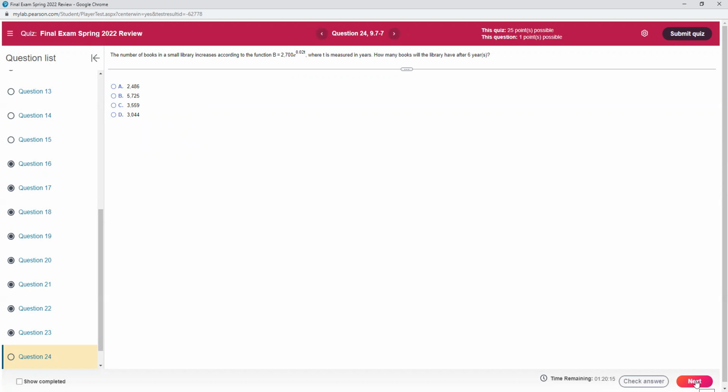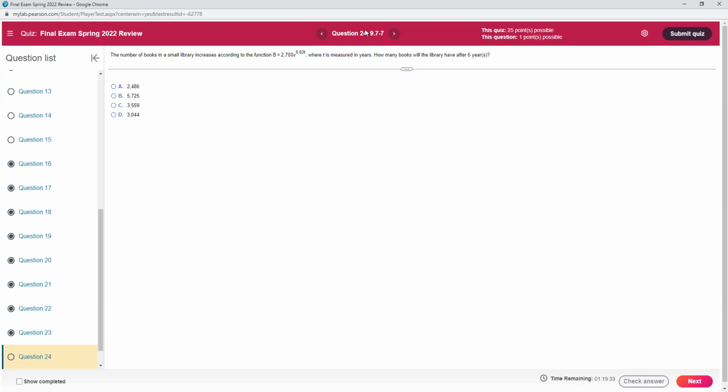All right, y'all. So this one is sort of a formula that came out of 9.7 when we was doing the growth and decay stuff. Instead of using P's on here, they're using a B to represent books. So they got B equals 2,700 times E to the 0.02 T. So then it says, hey, how many books will the library have after 6 years? So all we got to do is run this formula and put a 6 in for that T.